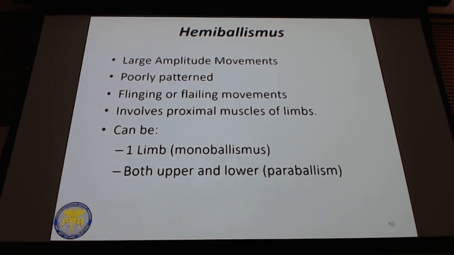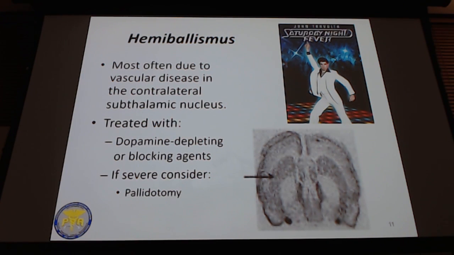Hemiballismus, exactly what it sounds like, large amplitude movements on one side. Flinging or flailing movements, and this is usually one limb, monoballismus, or it can be both upper and lower, which is paraballismus. And you'll see this with stroke patients. If I have a stroke on the right side involving movement, typically you'll see some left-sided hemiballismus movement. You can see that depending on how severe the stroke is. Exactly what I said, most often due to vascular disease, contralateral, the other side, right?